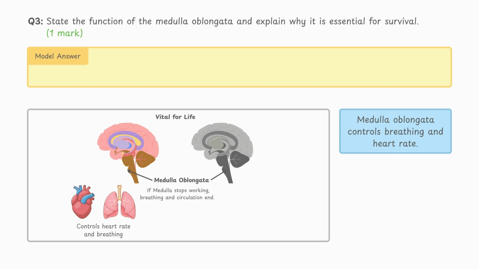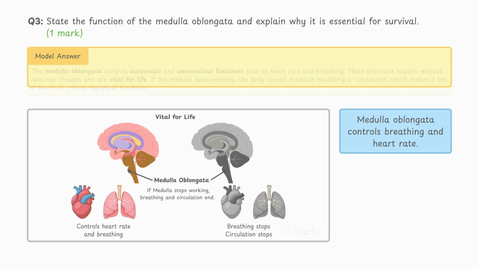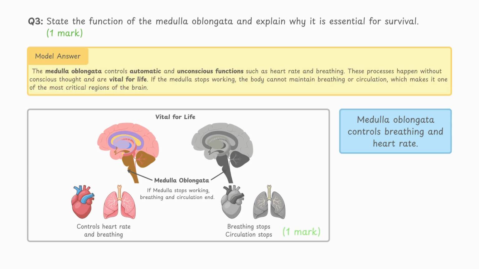It also shows that if the medulla stops working, breathing and circulation stop, which explains why it is vital for life. The medulla oblongata controls automatic and unconscious functions, such as breathing and heart rate, and it is essential for survival because these vital processes must continue constantly without conscious control.